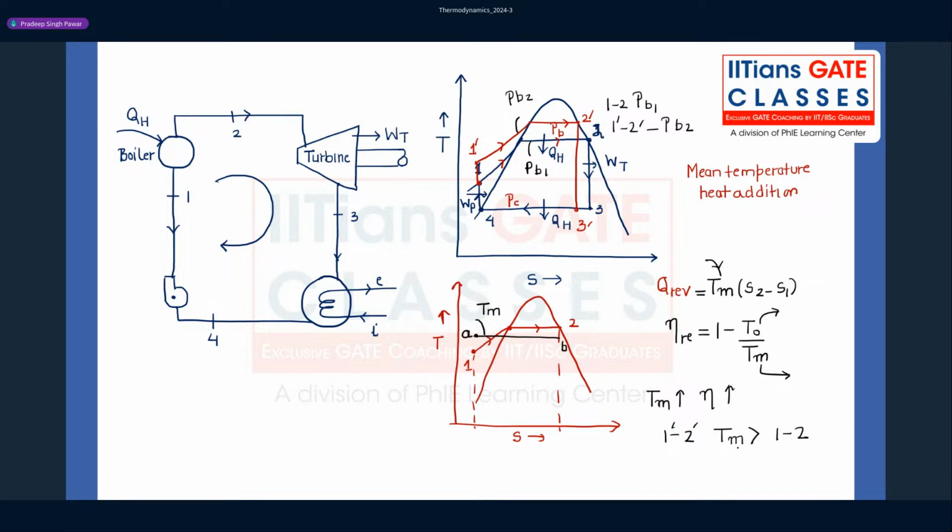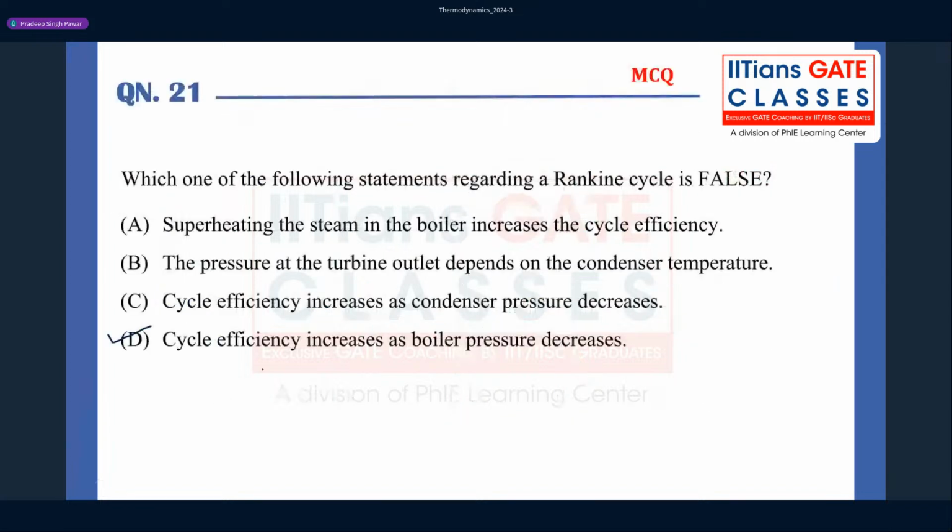Okay, so this is T mean for the 1'-2' process. This will be higher for 1 to 2. So if 1'-2' is higher, having a higher T mean, that means it has higher efficiency. As we increase the boiler pressure, our mean temperature of heat addition is increasing, and the efficiency of the Rankine cycle is increasing. But let's look at what the option is saying.